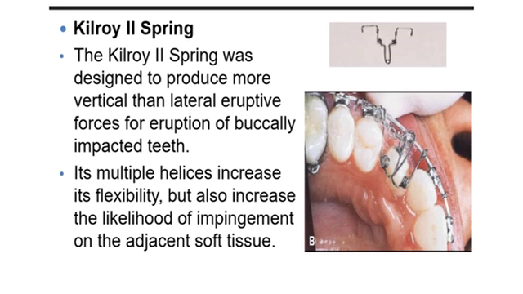Kilroy spring 2 was designed to produce more vertical than lateral eruptive forces for eruption of a buccally impacted canine. It has multiple helices, which increases its flexibility, but also increases the likelihood of impingement of the adjacent soft tissue, sometimes causing soft tissue trauma.